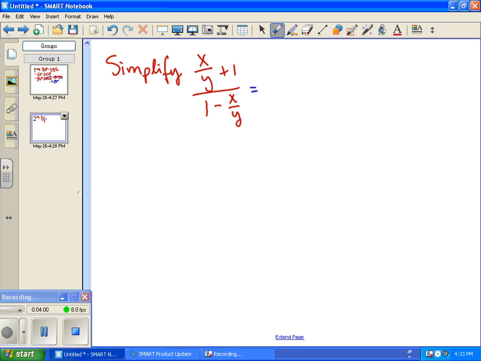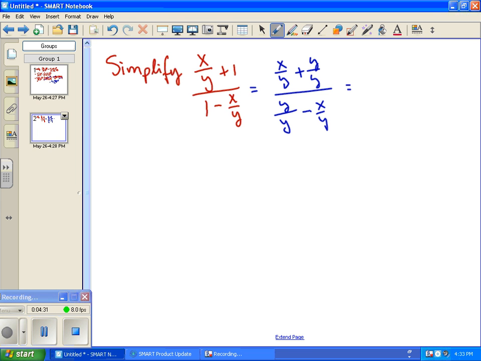So on top, the common denominator between the x over y and the 1 is y. So we have to multiply the 1 times y over y. So we have x over y plus y over y. We do the same kind of thing on the bottom. We have the 1 minus x over y. So again, the common denominator is y. So again, multiply the 1 times y over y minus x over y.